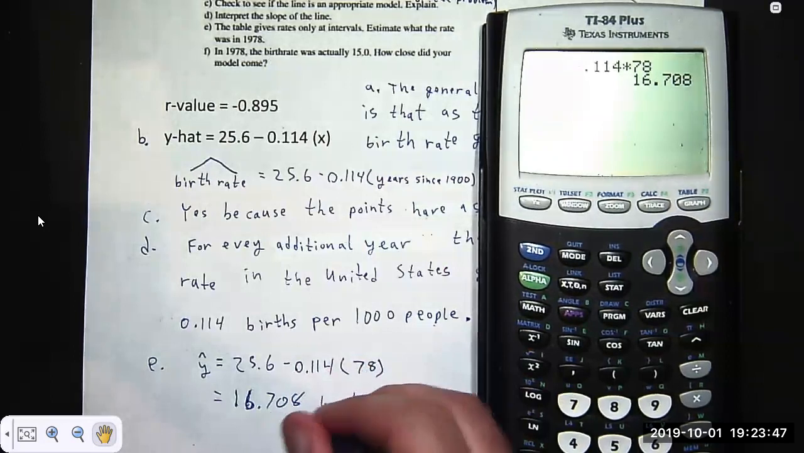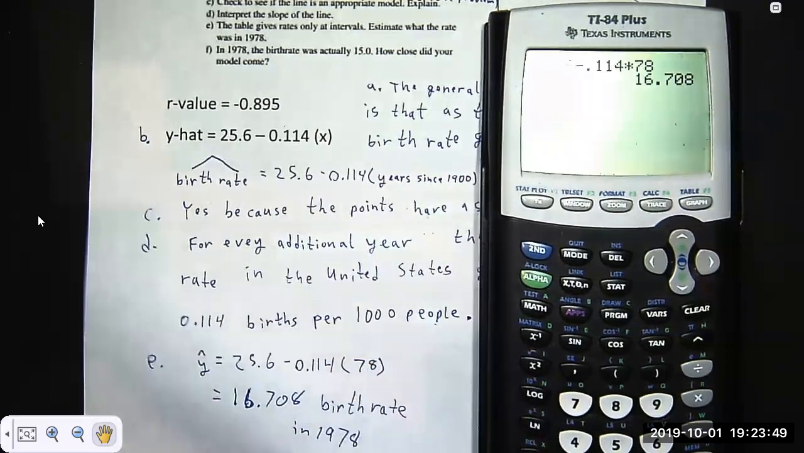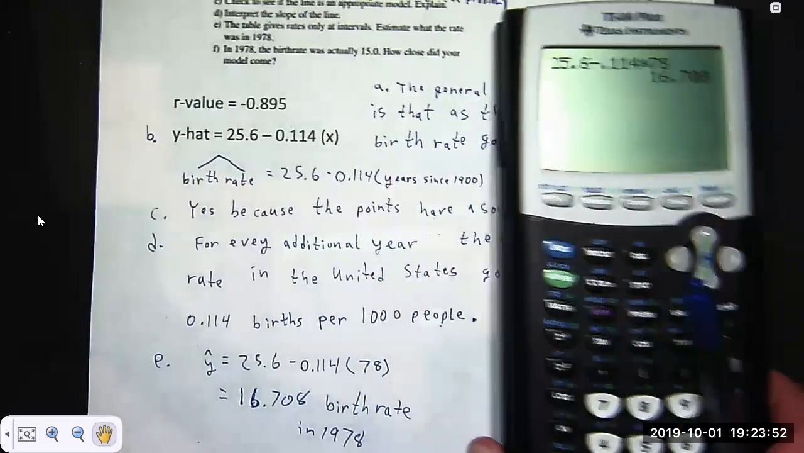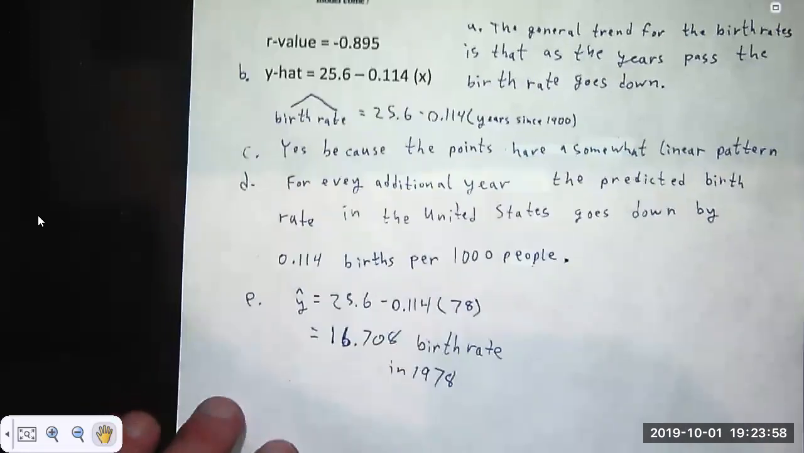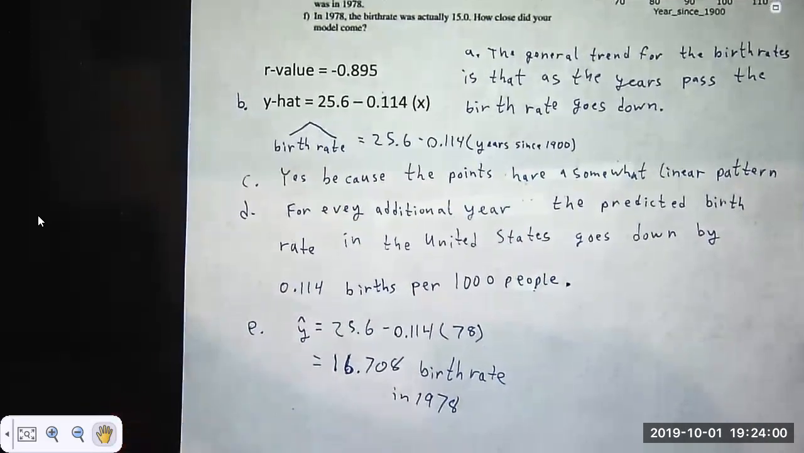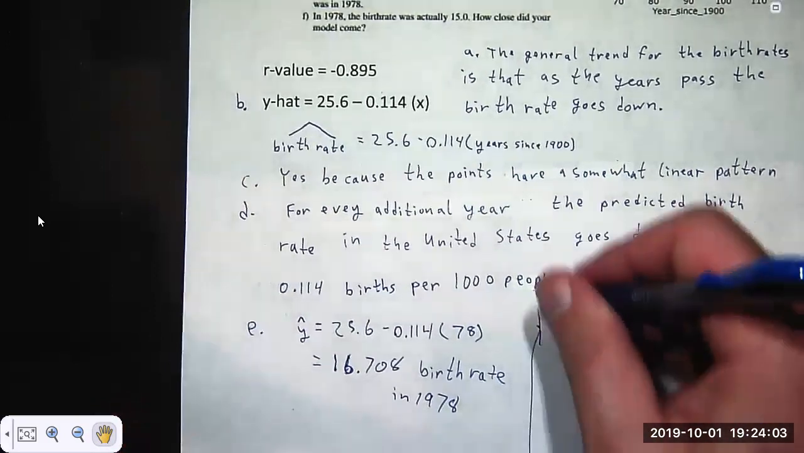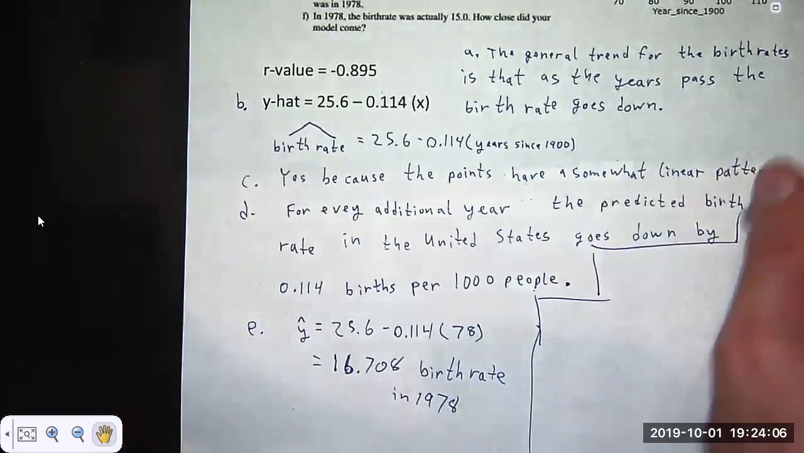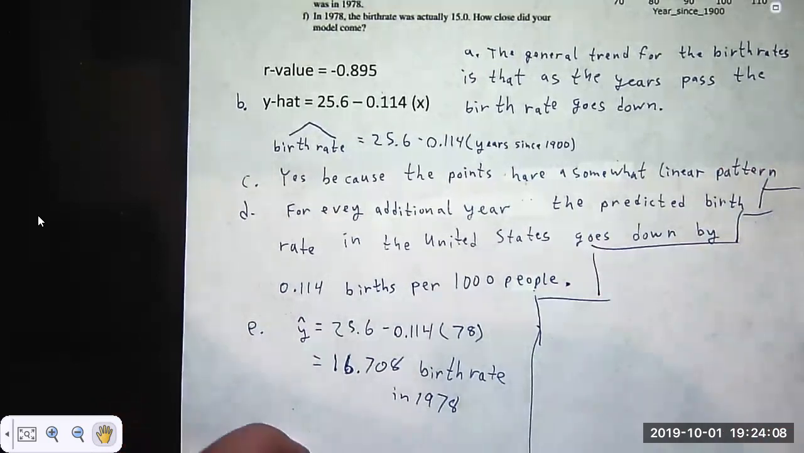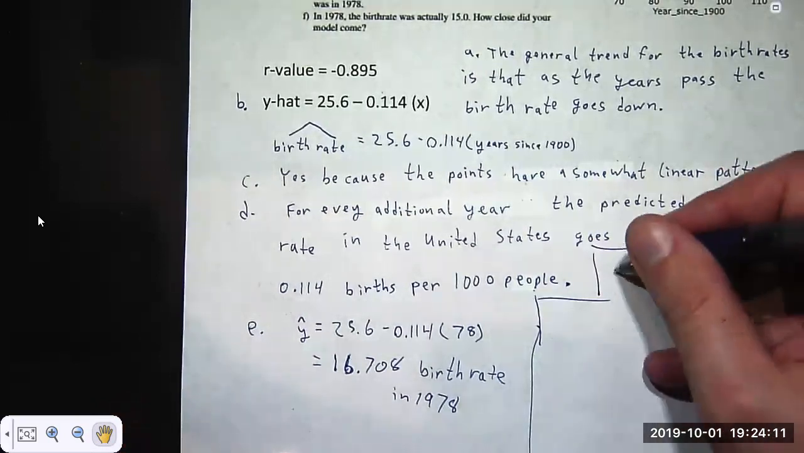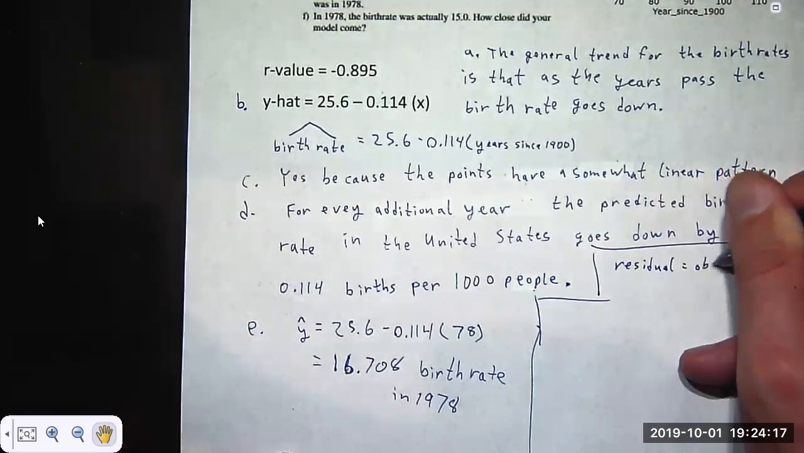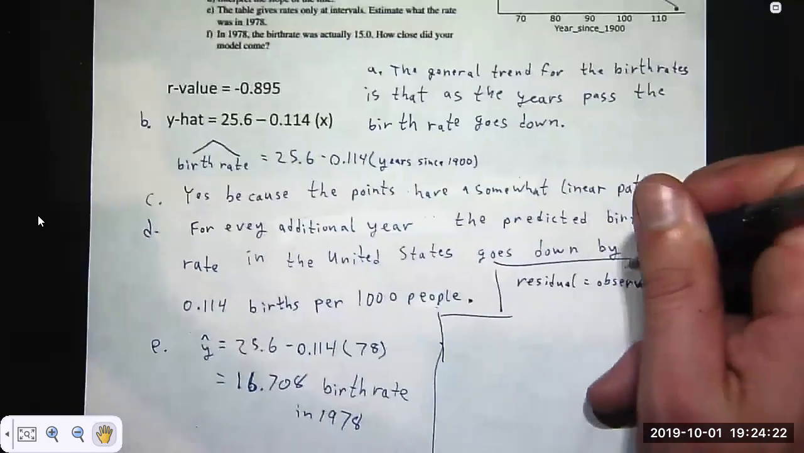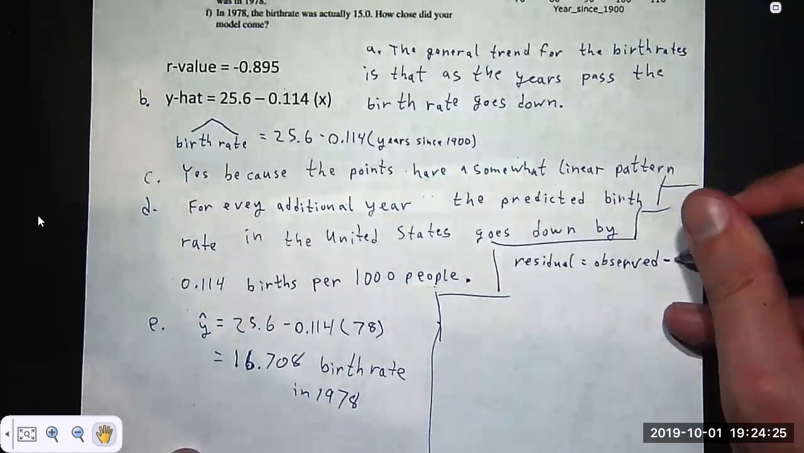In 1978, the birth rate was actually 15.0. How close did your model come? With that one, this is called a residual. So let's recall, residual equals observed minus the predicted.